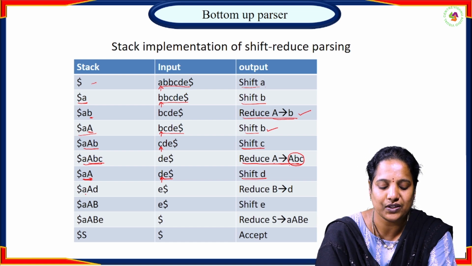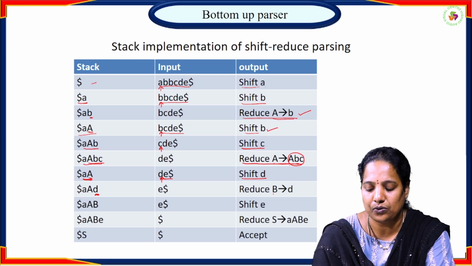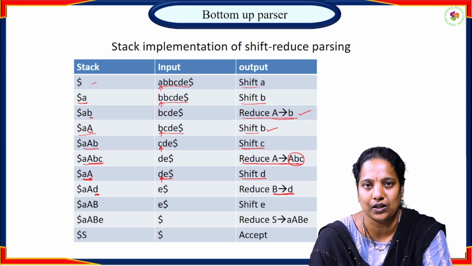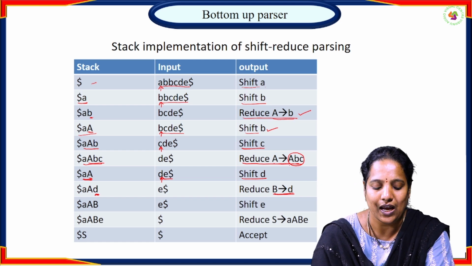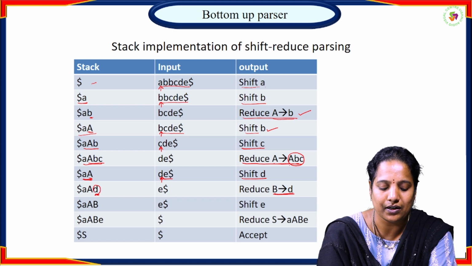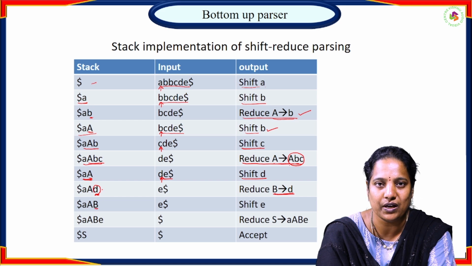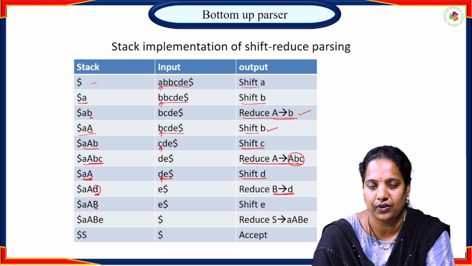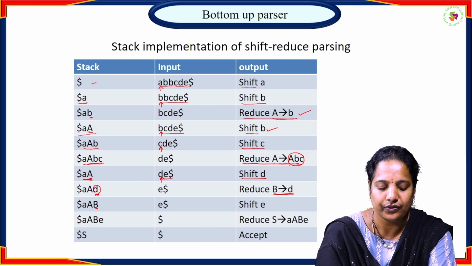Then the stack becomes AAD. When we observe the stack, the top of the stack contains D. Here D is a handle, and we need to reduce that handle by using the production B tends to D, because we have one production called B tends to D. In place of D, it can be written as B. We need to pop D from the stack and insert capital B, the left hand side non-terminal symbol. Then the stack contents become AAB.